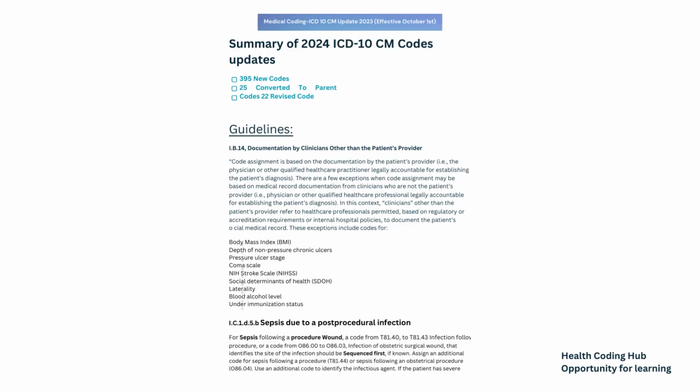Compared to last year, there are more updates this year with 395 new codes and 22 revisions. Additionally, there are 25 codes that may appear as deleted, but they have actually been converted to parental codes. The codes themselves have been expanded and now require an additional character, so they were not truly deleted. Only a few were actually converted to parental codes.